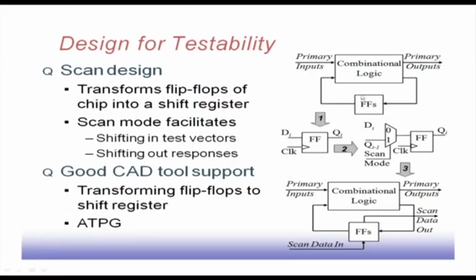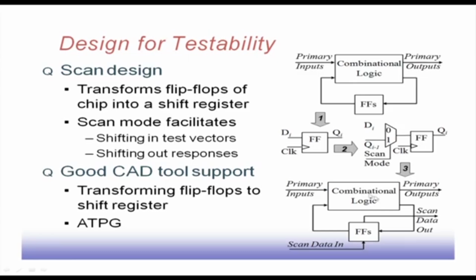What we do is, say this is the original flip flop that I have. So, this DI is the D input, QI is the Q output, and clock. It is transformed into something like this, where we put a multiplexer. In this multiplexer we have this DI connected to the 0 line, and QI minus 1, that is the Q output of the previous flip flop in the chain, connected here, and the rest of the thing remains unaltered.